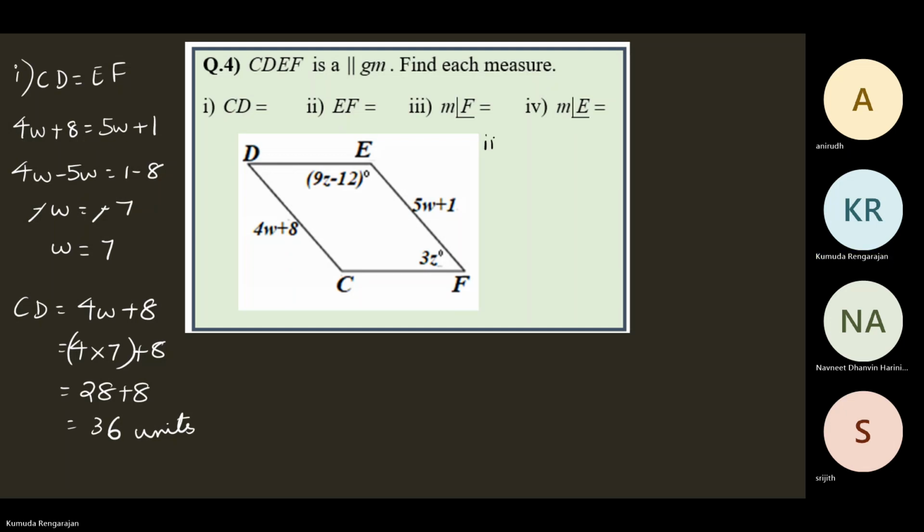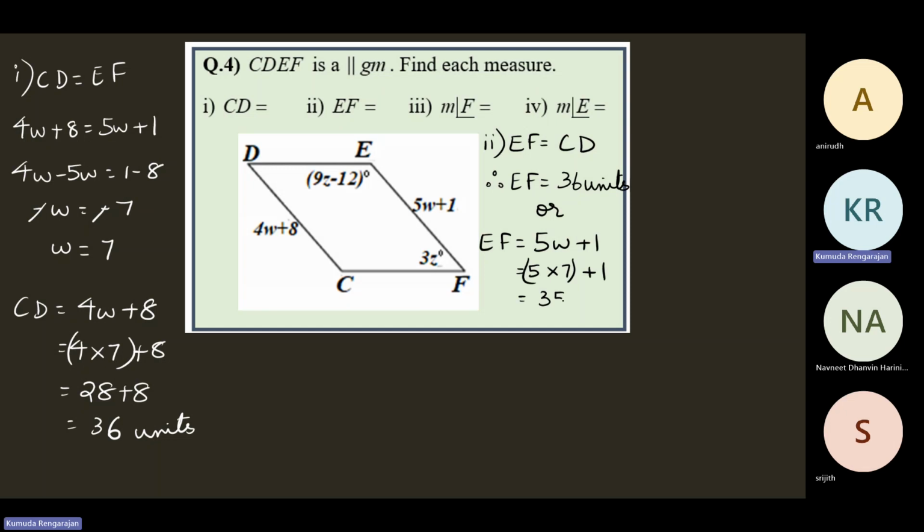EF. Ma'am, we don't need to find that one, right? Because opposite sides are equal. But that's what you should write. EF is equal to CD. Therefore, EF is equal to 36. You don't have to substitute W and find EF, but even if you work it like that, it's fine. EF is equal to 5W plus 1. That is 5 into 7 plus 1. 35 plus 1, 36. You can also do it like this.